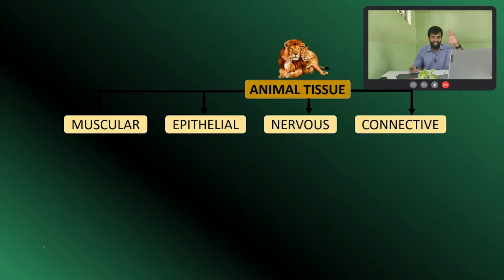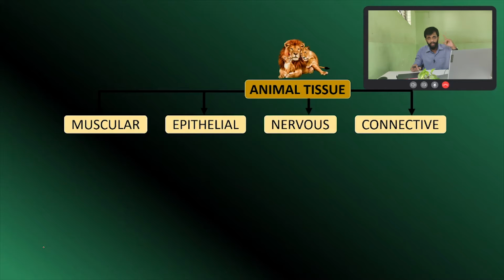We studied entirely plant tissue in the first 3 videos. Animals are also made up of cells and different tissues, right? So today we are going to look at the animal tissue and the different kinds.